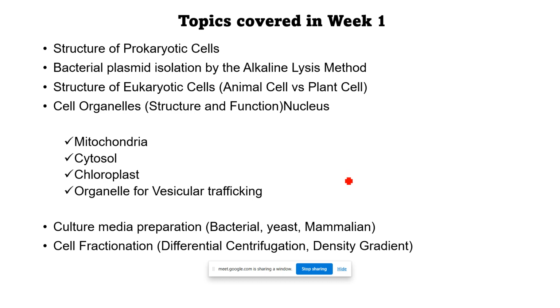If you want to fractionate the components in a cell, how can we do that? There are two methods. One is differential centrifugation, and another is density gradient centrifugation, right? So I hope you can recall whatever you have learned after going through these lectures. This is just a summary of whatever we had covered in week one.